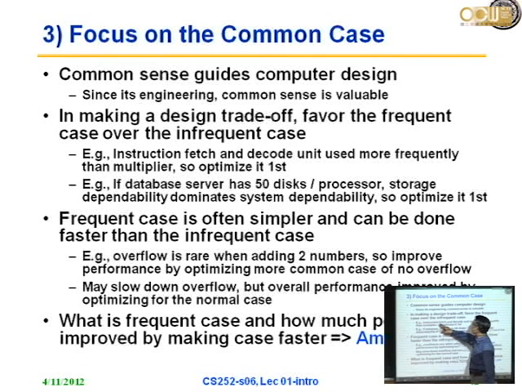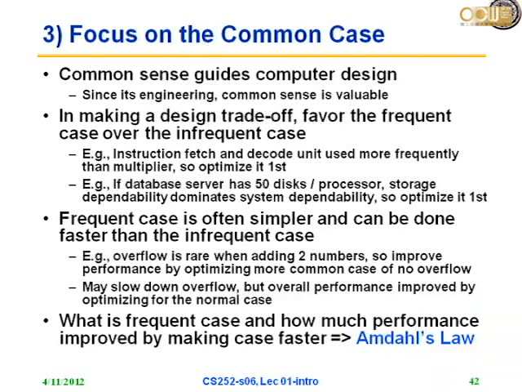So, for instance, the instruction fetch and decode unit is used for every instruction. It's used more frequently than the multiplier, so optimize fetch and decode first. Another example is a database server that has 50 disks per processor. Storage dependability dominates system dependability, so optimize it first. And the frequent case is often simpler and can be done faster than the infrequent case. It will occur more frequently. What will occur more frequently?